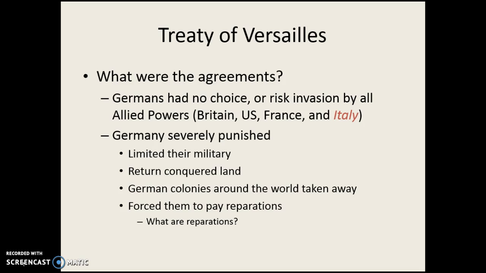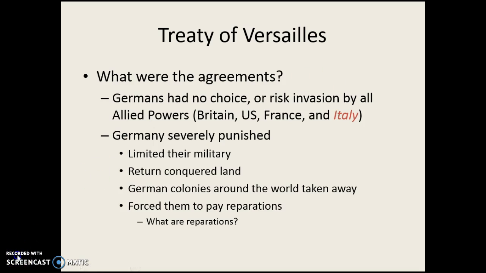So some of them were that Germany had no choice but to sign this. They had to risk invasion by all the Allied powers. And I just want to point out here, if you notice, we have Italy, our little flip-flop, and Russia was not there because Russia's dealing with their own problems. So they were not even invited to this since they left the war early. So Germany is very severely punished.